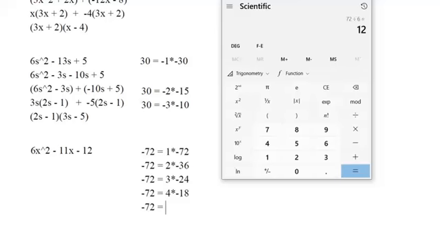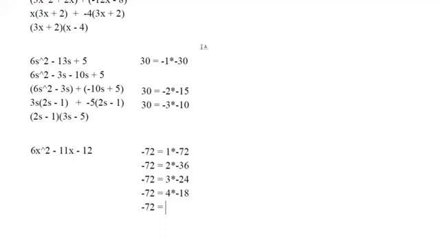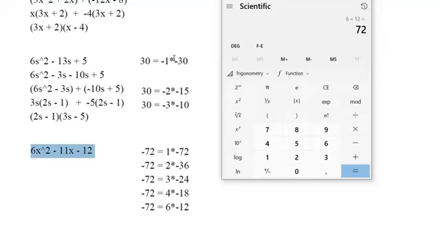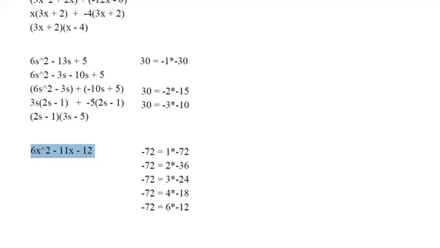Yeah. 6 divides 72 evenly to make 12. Multiply those two, it makes negative 72, but you add those up, it makes negative 6. So this one, unless I did my multiplication wrong, no. This one is prime. It's prime because there's no way to factor this one. You can't find two numbers that multiply to be negative 72, but add to be negative 11.